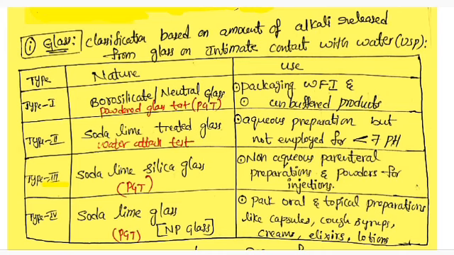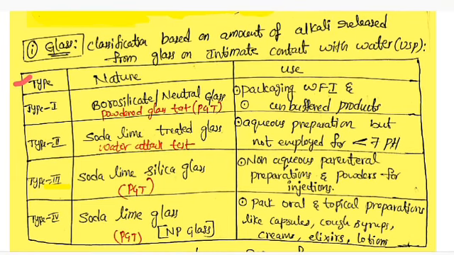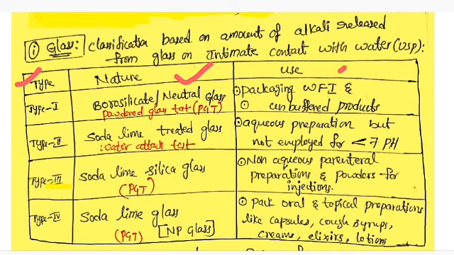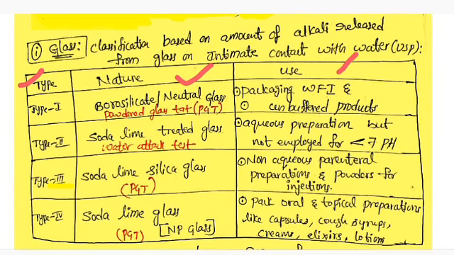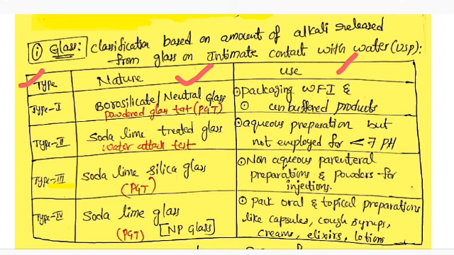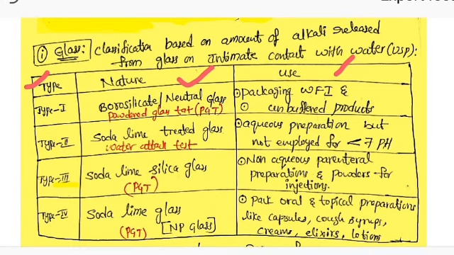In that, the first one is glass. Glass is classified based on the amount of alkali released from the glass. Here I represented the type of glass, nature of the glass and use of the glass. The first one is type 1 glass, that is borosilicate, also called neutral glass because it is inert to any chemicals. That's why it is a neutral glass. Water for injection and unbuffered products can also be packed in type 1 glass.